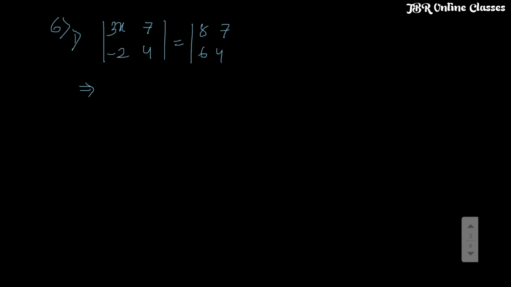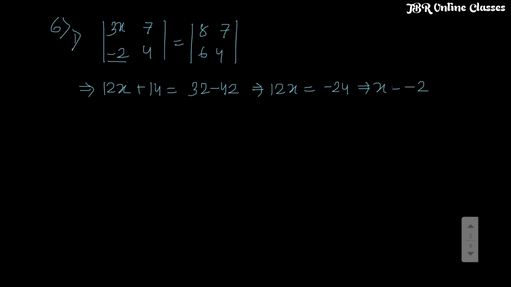You know that, cross multiply. So 4 into 3x becomes 12x. Then here I have to subtract, but as it's minus 2, it becomes plus, and 7 into 2 is 14. On the right side, 8 into 4 is 32 minus 42. Okay, is it clear? So from that you can write 12x equals minus 10 and then minus 14, so it will be minus 24. That means x equals minus 2.